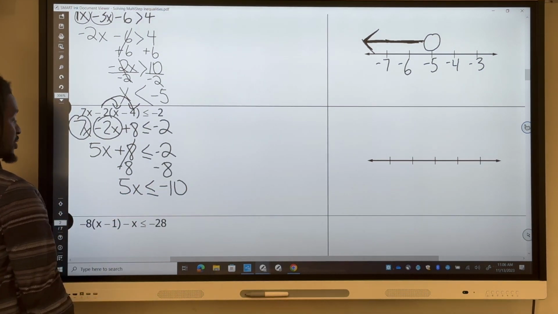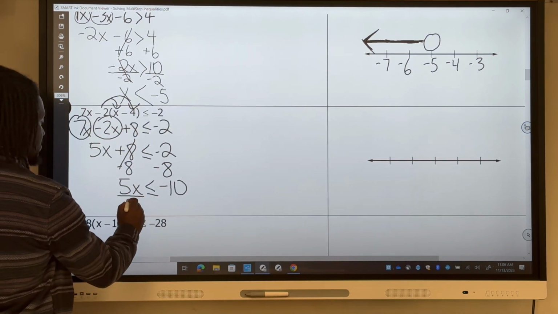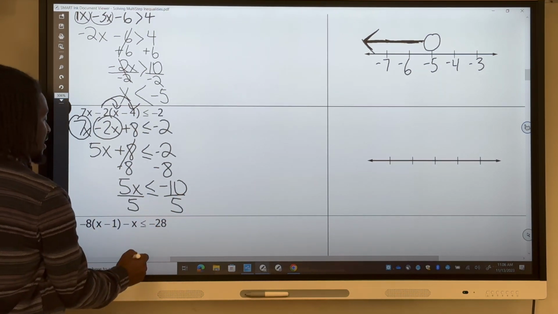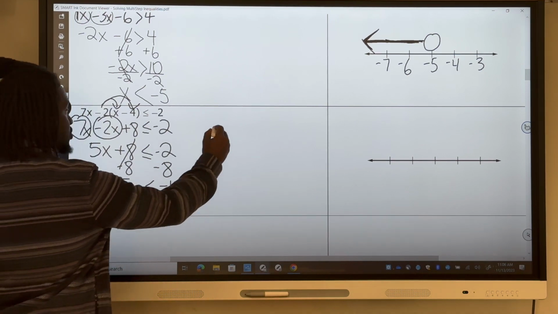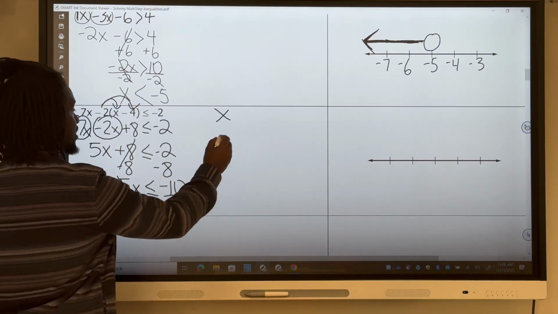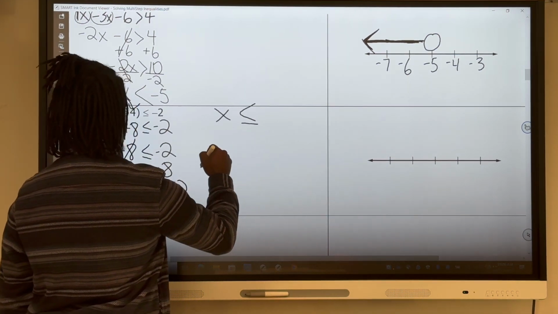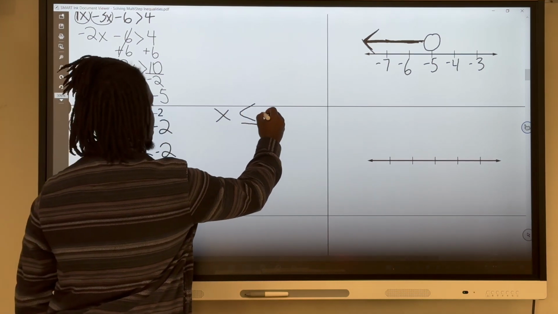Now, to get this x by itself, I'm going to divide by 5. The 5's are going to cancel, and that leaves me x is less than or equal to negative 2.